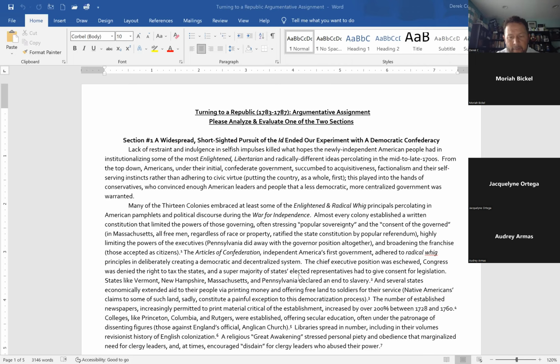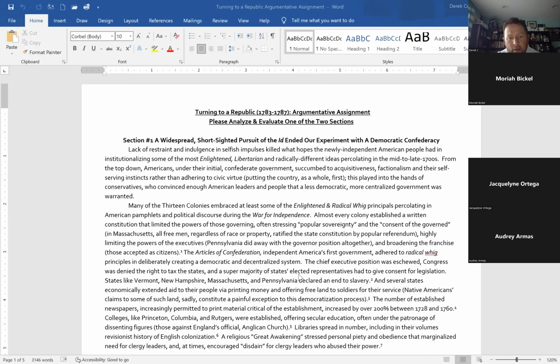And this kind of informed the founding fathers when they would later go to the Constitutional Convention. You could see a sense of cynicism and conservatism in that document, whereby there's a distrust of human nature. There's a distrust of anyone with power, but there's also a distrust of the masses of people.